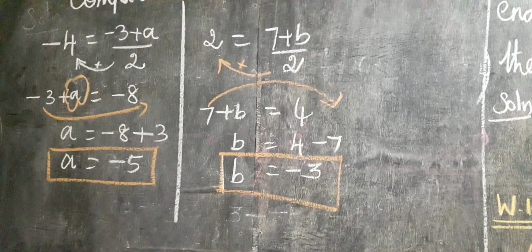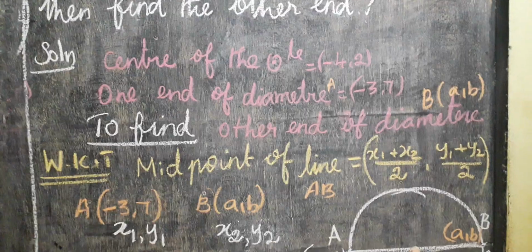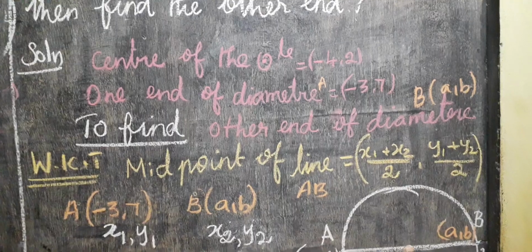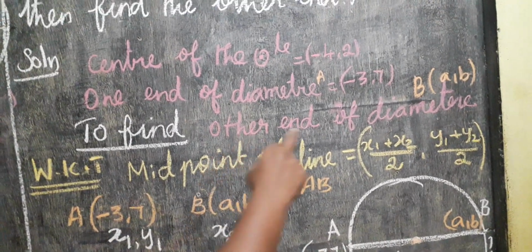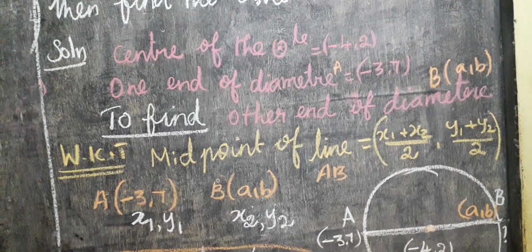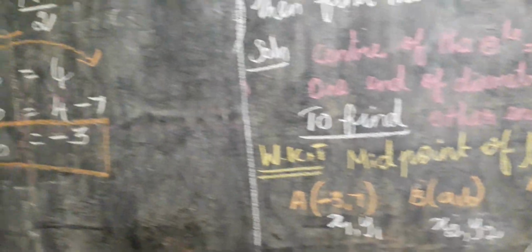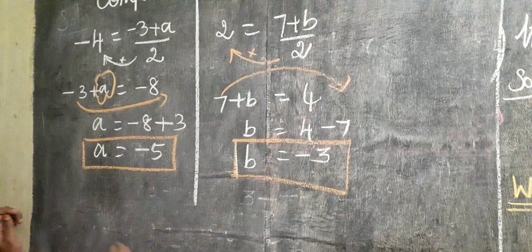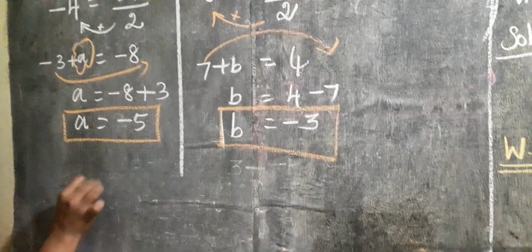So, what is our aim? We have to find the other end. What is our aim? To find the other end of the diameter, (a, b). So, we have to find the value of (a, b). That is our aim.